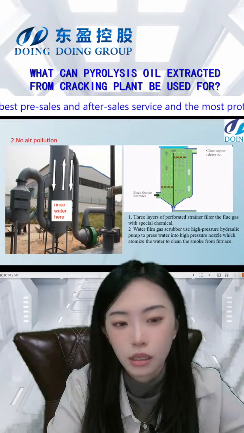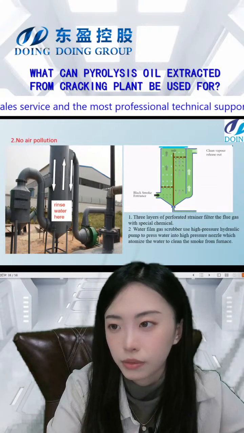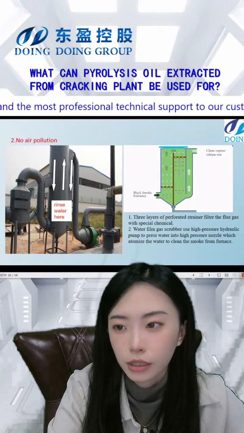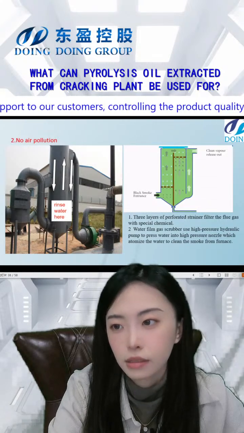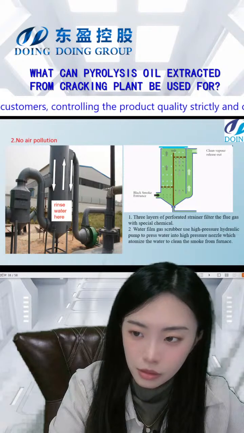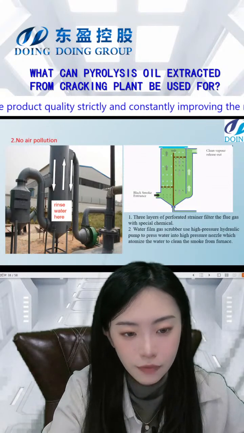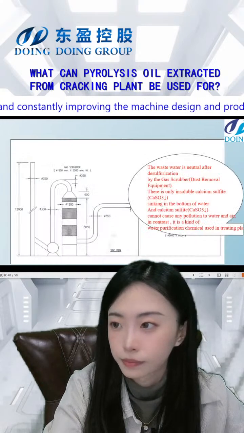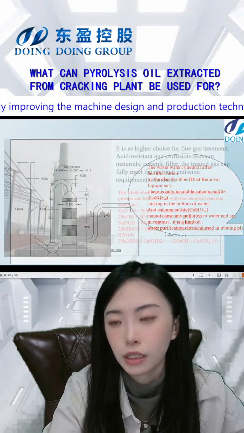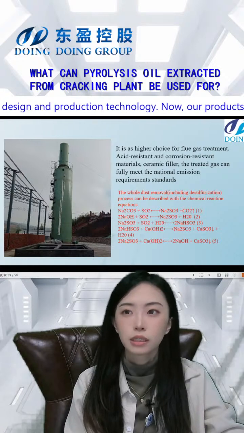This shows the smoke gas that we need to release. These are the principles you can see: three layers of perforated filters, and the flue gas with special chemicals. We have several standards and programs for you that can reach the requirements of different regions. These are some principles. If you want the clear data, you can just contact us.